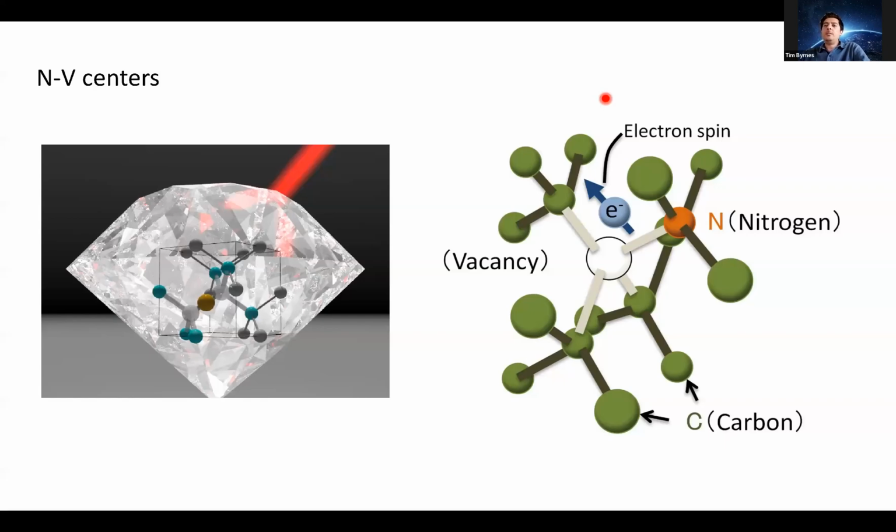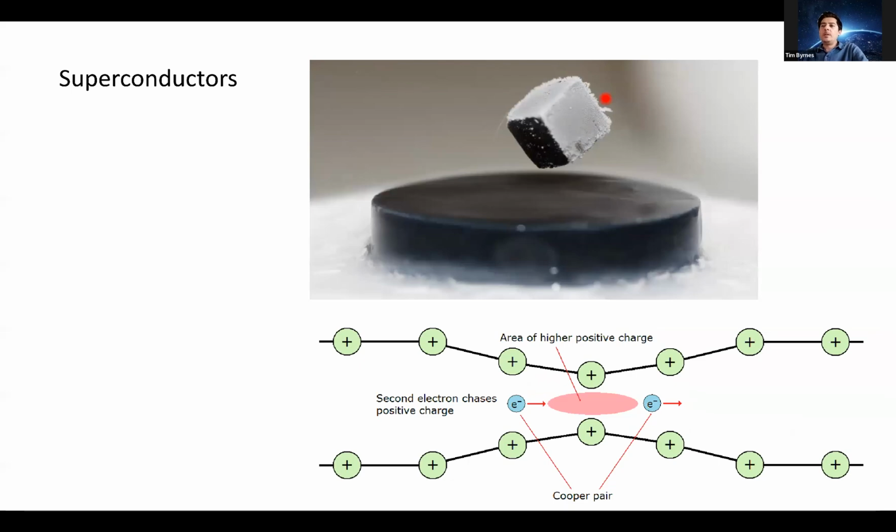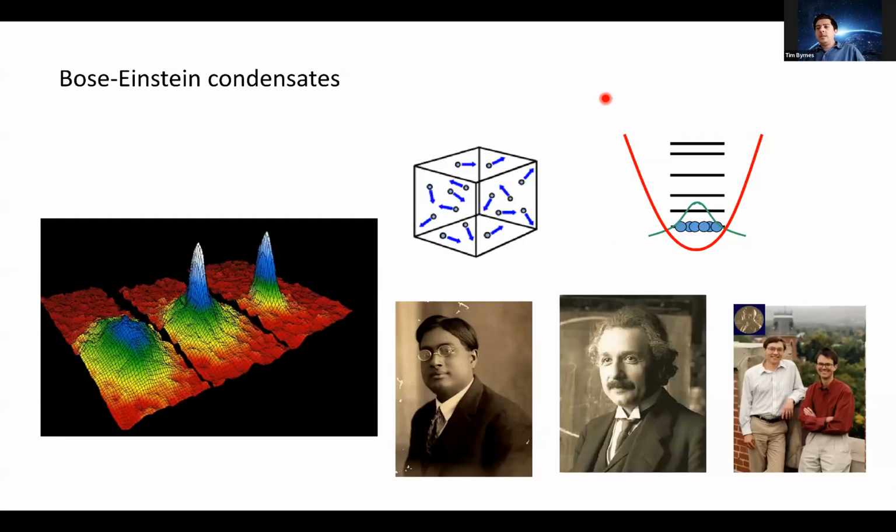Diamonds are another one. People try to use defects in diamonds as quantum information storage sites, or qubits, and we talked a bit about that. Superconductors are another. This is more of a macroscopic quantum state, where the wave function involves a lot of different particles, and this is what gives it its very special properties. And Bose-Einstein condensates, this is what I'm actually working on, and this is like an atom version of a superconductor, with similar types of physics.